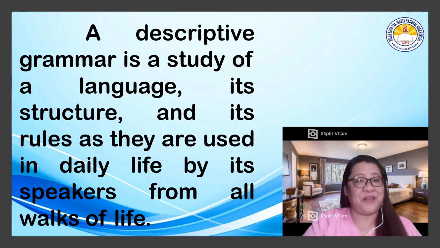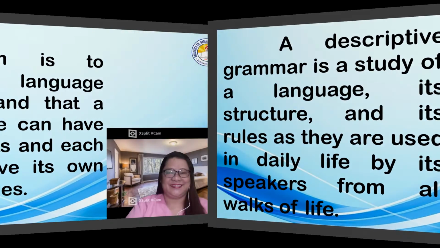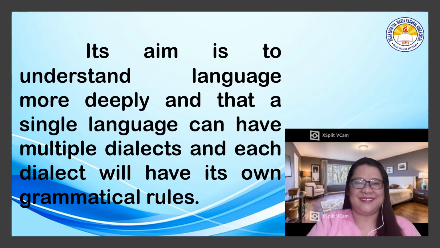A descriptive grammar is a study of a language, its structure, and its rules as they are used in daily life by its speakers from all walks of life. Its aim is to understand language more deeply, and that a single language can have multiple dialects, and each dialect will have its own grammatical rules.